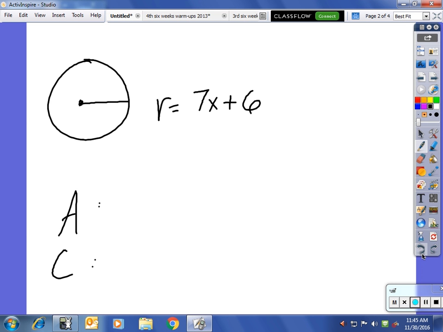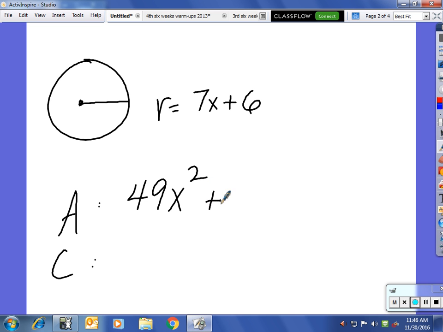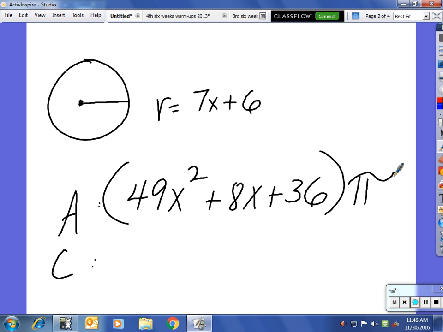Okay, who thinks they know the area? Who's feeling confident? Christy, go ahead. Very good. I was looking at Chloe and I called on Christy, sorry. 49x squared plus 8x plus 36. How do y'all feel about that? Because she is correct. Ooh, good. No, you're not right. I'm sorry. I celebrated too soon. What's wrong with that answer? The pi. But before I put the pi on it, what do I have to do? Parentheses, pi. Double P.